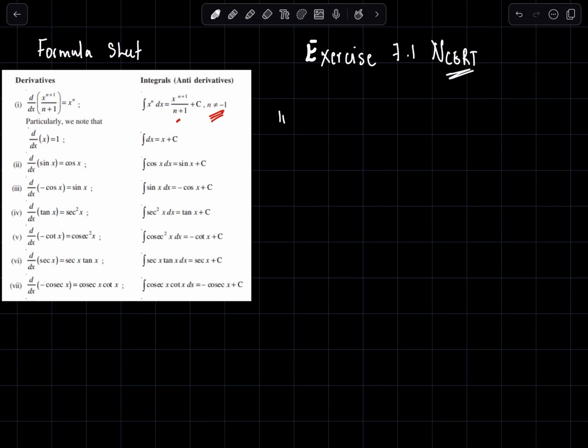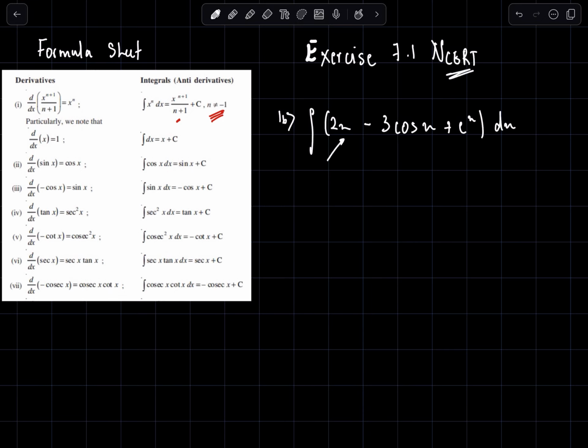So 16. Integral of 2x minus 3 cos x plus e to the power of x dx. Okay, interesting, right? So what do we do with this question? Is each of the terms integrable? So let me just do this. Okay, each of the terms is integrable, right?